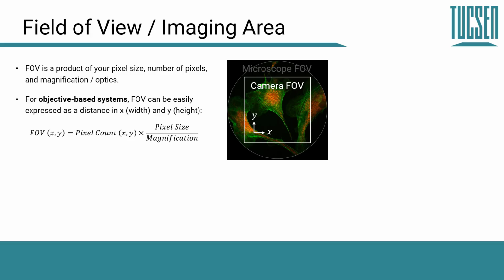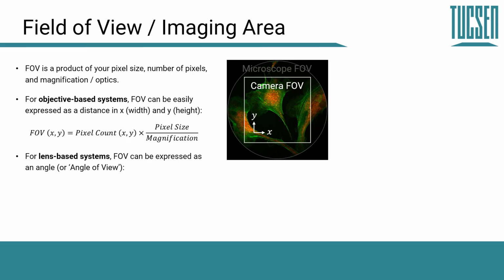The field of view in x and y is given then by the pixel count of our camera in x and y multiplied by the pixel size divided by the magnification. It's just how many we have and how large they are in image space in each of x and y.